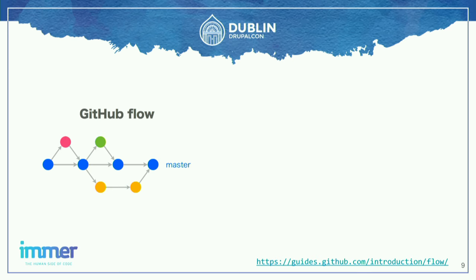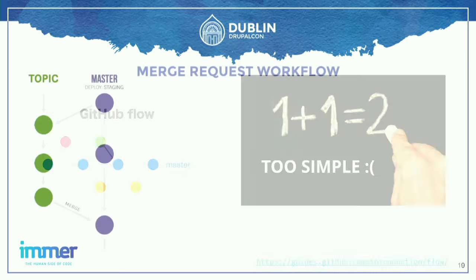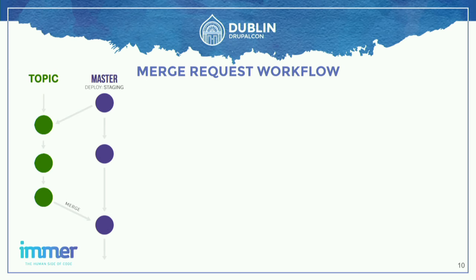Of course, as you can see, this is much, much simpler. But maybe it's a bit too simple, because it doesn't cover all the workflows that are necessary to have non-linear development, but also to have hotfixes, for instance. So we found that a bit too simple. So that's why we invented our own workflow, which we call the merge request workflow. And I will tell you step by step how it works and what it entails.